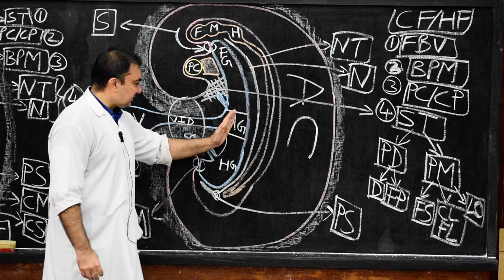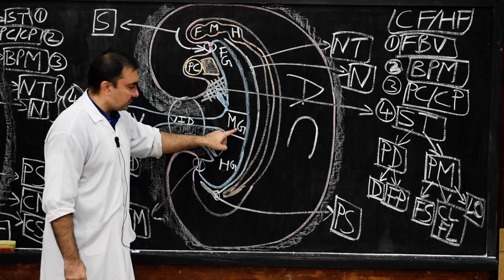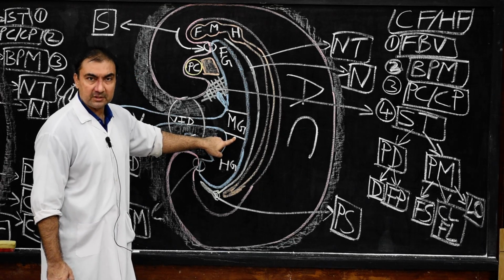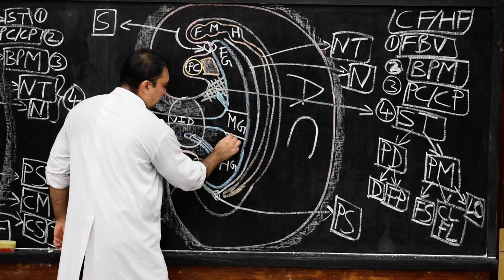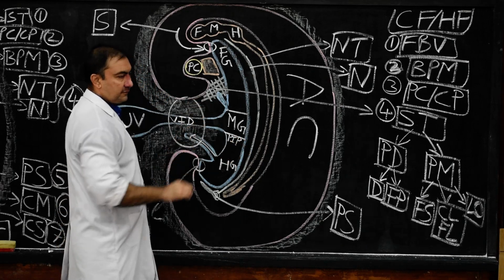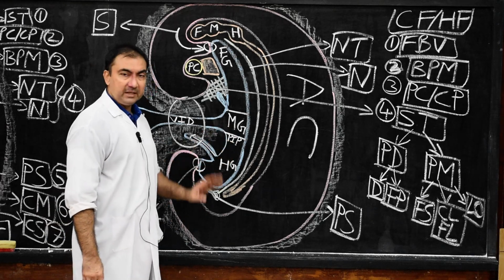What about the cephalic portion of hind gut? The cephalic portion of the hind gut will be separated from the midgut by this portion which is called the posterior intestinal portal. So therefore, the name of this will be posterior intestinal portal. Sometimes it is asked in a 1 mark question. It is the portion which will separate the hind gut from midgut.